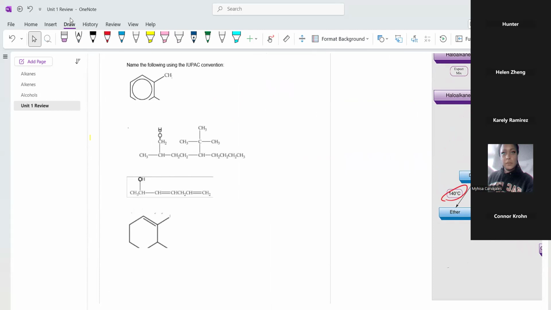Okay, so we have a structure, we have to name these guys. So this is benzene with two methyl groups. Okay, the backbone is going to be the benzene. So we have two methyl groups.